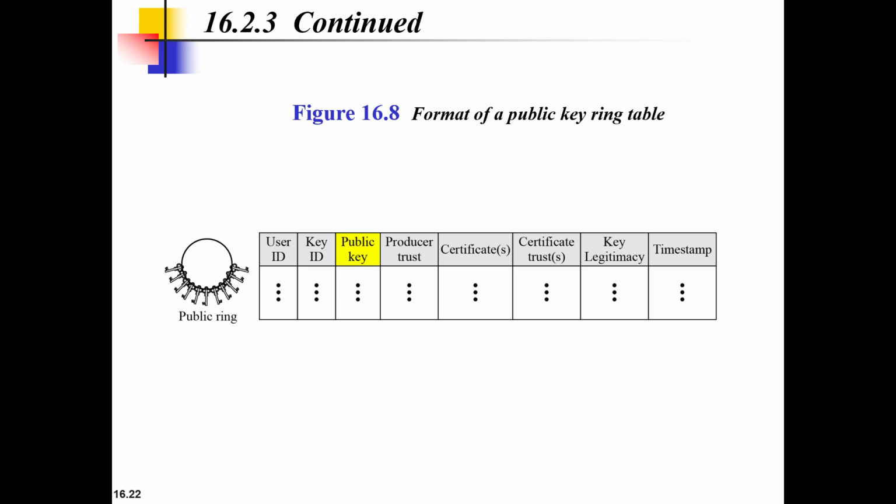Next is key legitimacy. This value is calculated by PGP based on the value of certificate trust and the predefined weight for each certificate trust. Next is timestamp. This column holds the date and time of the entry creation.